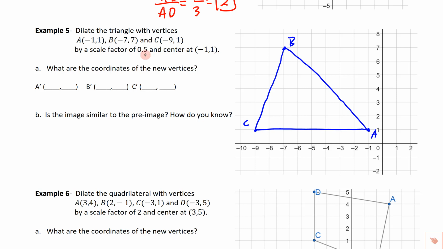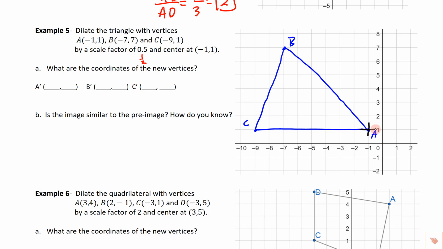So the next thing is we're going to dilate this by a scale factor of 0.5, so 1/2. Okay, and the center is going to be at negative 1, 1. So I'm going to come back down here, and let's do negative 1, 1. Negative 1, 1, so we're right here.